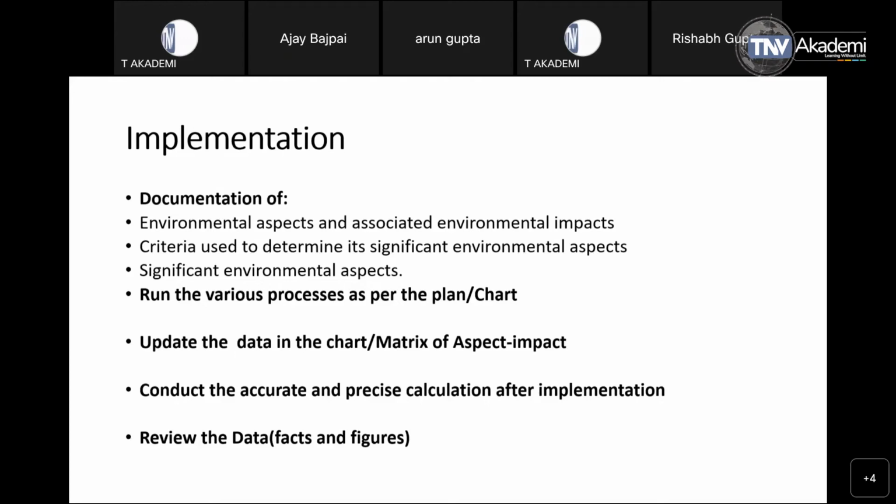Then comes reviewing the data, facts and figures. We have done the implementation, so we have come to a situation. See, this is an ongoing process also, that we are reviewing the data, but in a systematic way. The review of facts and figures is required so that we can optimize the resources. Because at times the organization feels that we are investing more, and the return on investment on the environment effort is not what we expected. So we need to do an effective review of data, facts and figures.